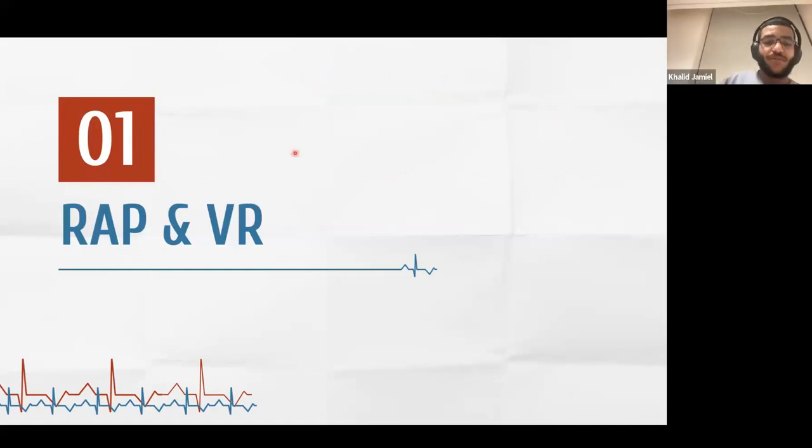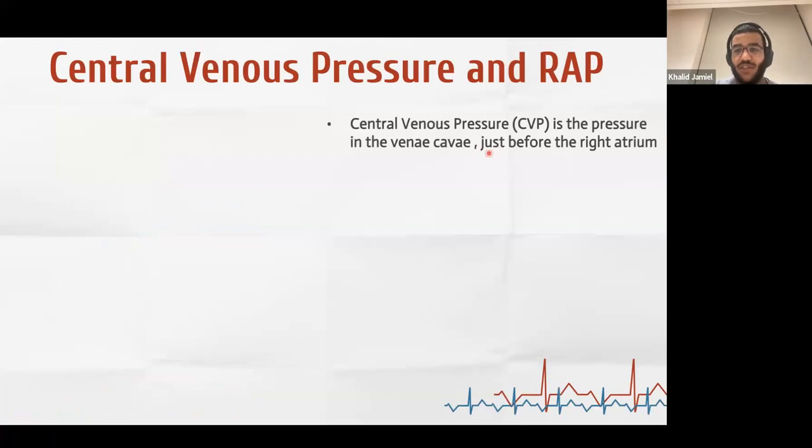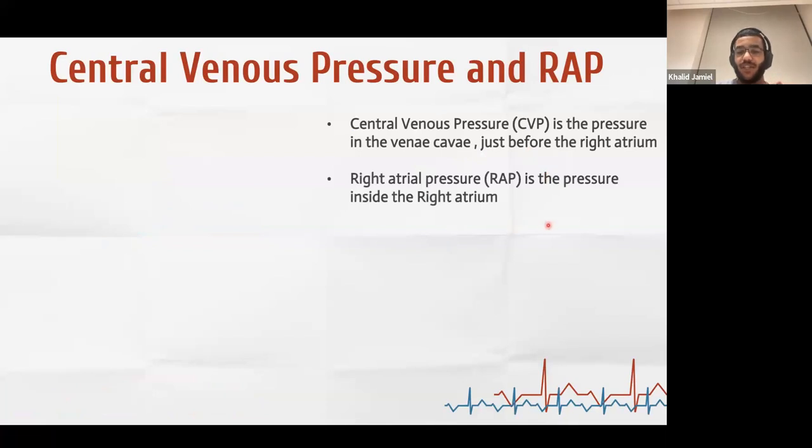The first objective of the lecture is the relationship between right atrial pressure and venous return. First we need to understand two terms, central venous pressure and right atrial pressure. What's central venous pressure? Central venous pressure is the pressure in the vena cava just before the right atrium. So it's the pressure in the veins just before the right atrium. Right atrial pressure is the pressure inside the right atrium.